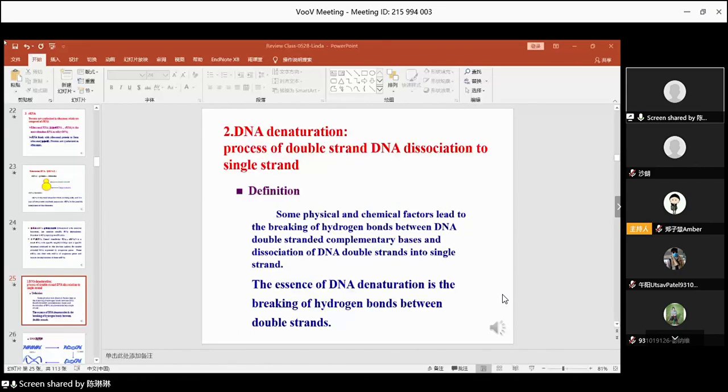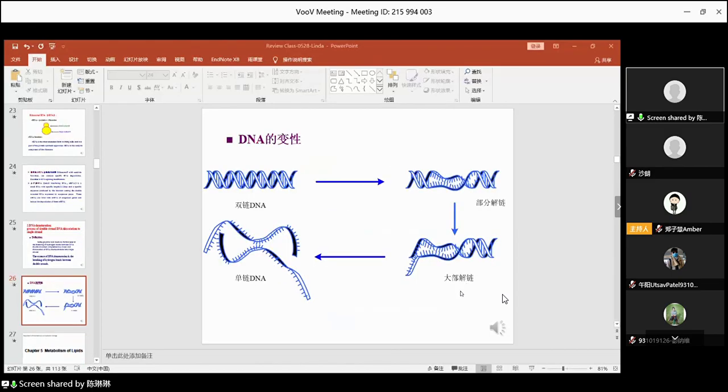And next one is the DNA denaturation. For the definition of DNA denaturation, you should remember it clearly. It is that some physical and chemical factors can lead to the breaking of hydrogen bonds between DNA double-stranded complementary bases and dissociation of DNA double strands into single strands. And this picture shows us the DNA denaturation.